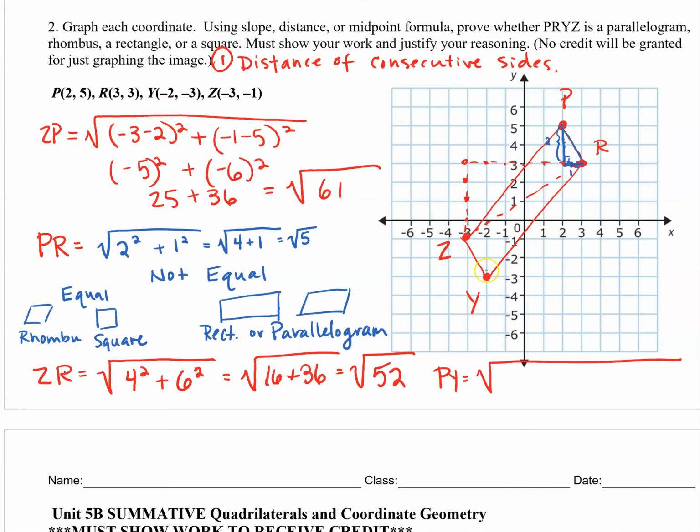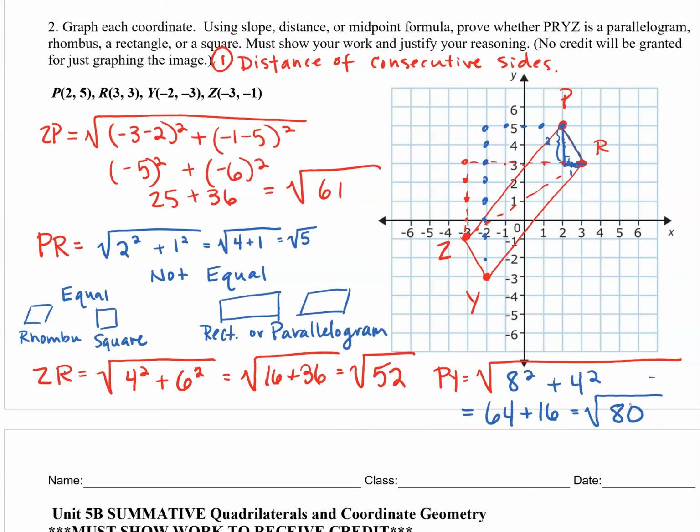I'm going to go up 1, 2, 3, 4, 5, 6, 7, 8. 8 squared. Then I got to go over 1, 2, 3, 4. 4 squared. And that equals 64 plus 16. 60, 70, 80. That's the square root of 80.